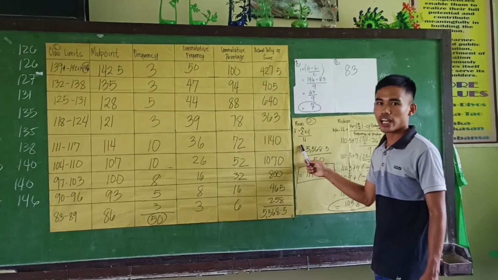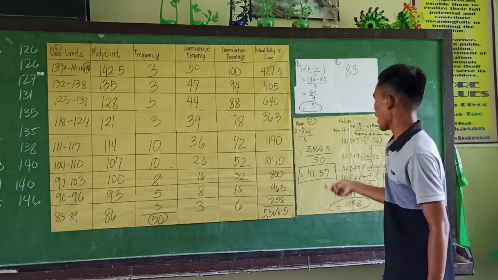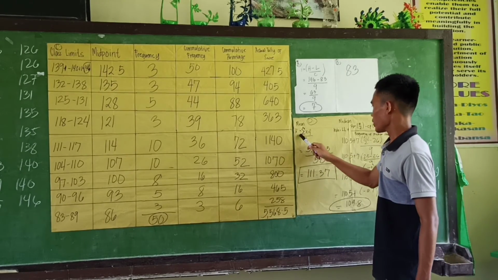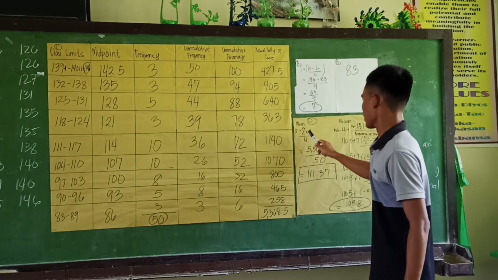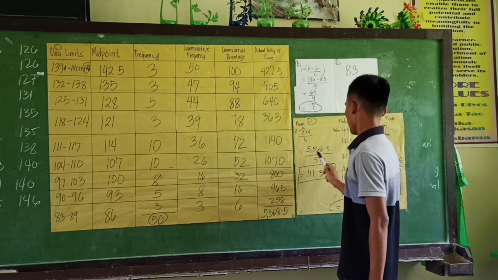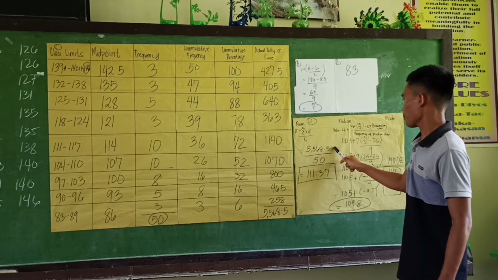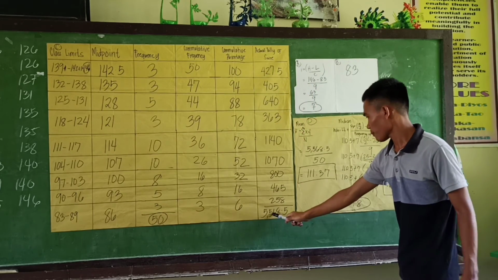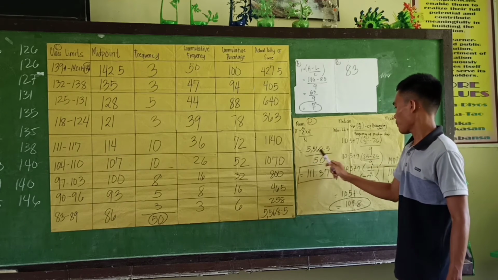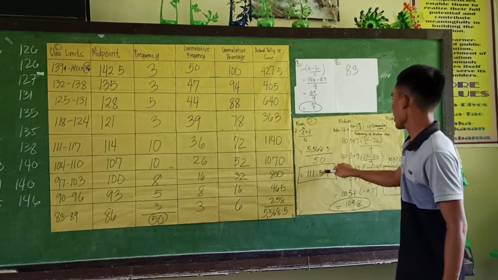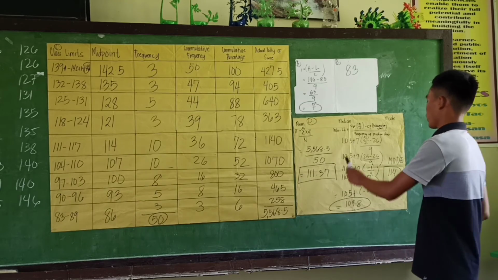So now let's proceed with question D, which is the mean. In order for you to get the mean, you have to consider this formula. Mean is equal to summation of x, IF over n. So substitute the given, 5,568.5, which is the total actual tally score, divided by 50, then you will have a mean of 111.37.